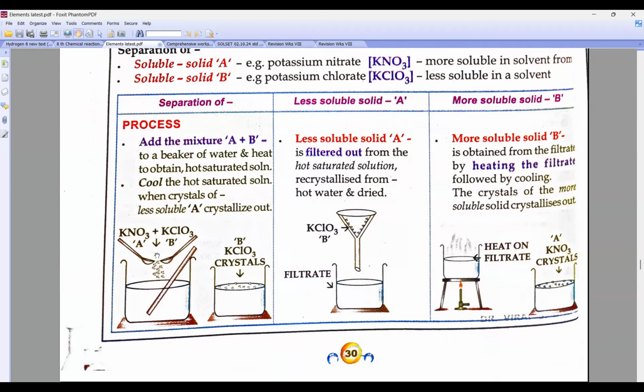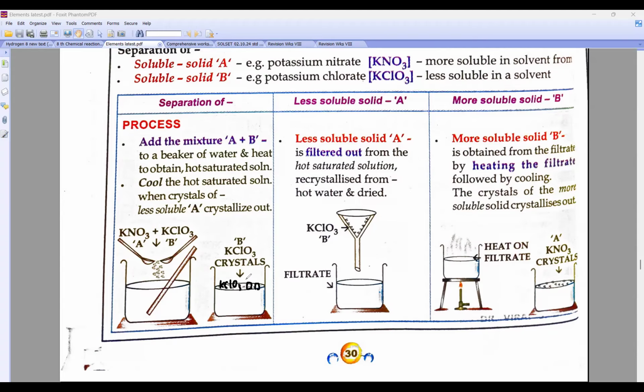So now who will come out first? More soluble or the less soluble? Less soluble. So you prepare a hot saturated solution and you allow it to cool. So the less soluble will come first. So who is less soluble? Potassium chlorate will come out in the form of solid crystals.